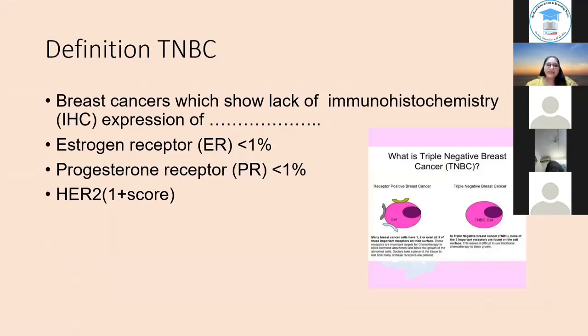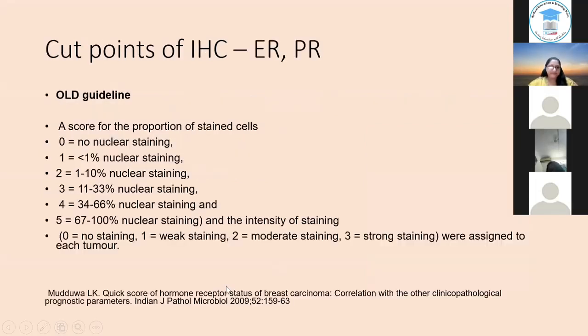So lack of IHC expression or absence of IHC expression means what? When the percentage of ER is less than 1%, the percentage of tumor cells showing PR is less than 1%, and HER2/neu score is 1+. So a cell which lacks these 3 receptors comes in the category of TNBC.